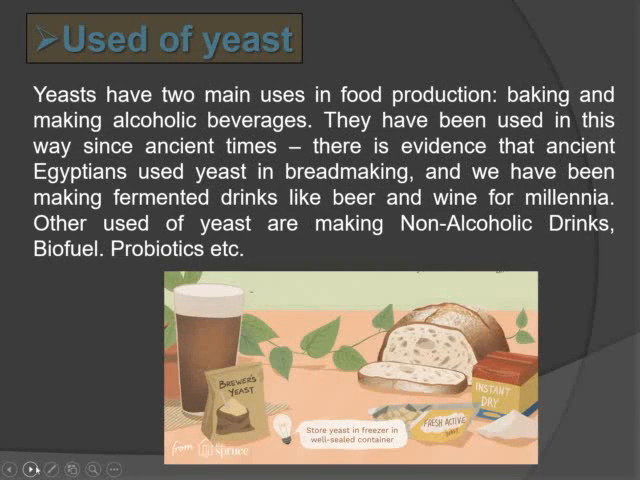Next is the use of yeast. First, yeast is the main ingredient for making different baking products and alcoholic and non-alcoholic beverages. It is used for preparing different types of food material, because in the old days, in ancient Asian times, yeast was also used for making different types of beers and bread.